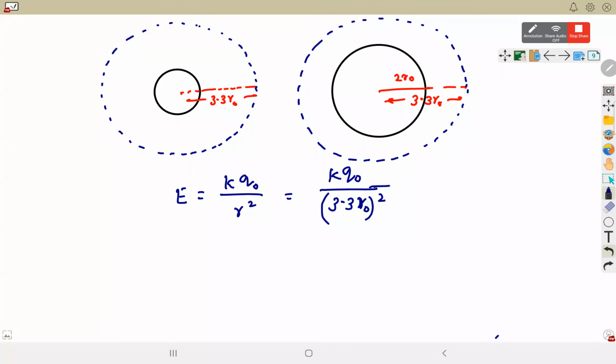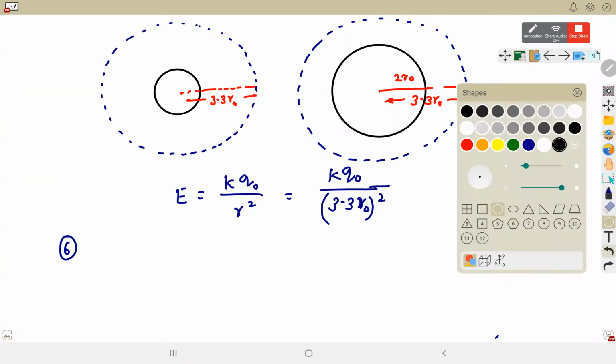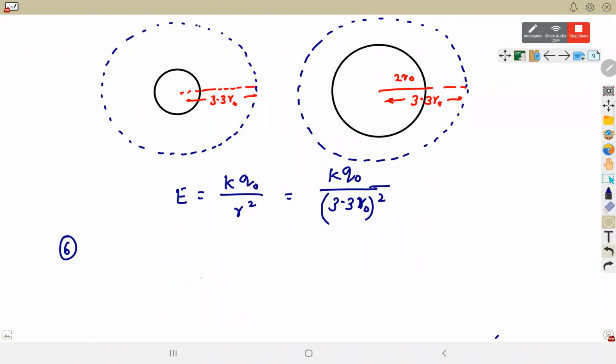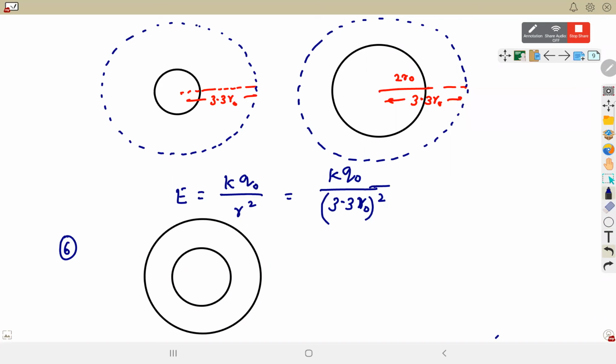Radius is R1 and R2. Question number 6. Question number 5 I explained in the paper itself. Yes, there are two such concentric shells having charge densities sigma 1 and sigma 2, and radii R1 and R2. So that means there is some charge on the inner surface, which is Q1, and some charge on the outer surface, that is Q2.